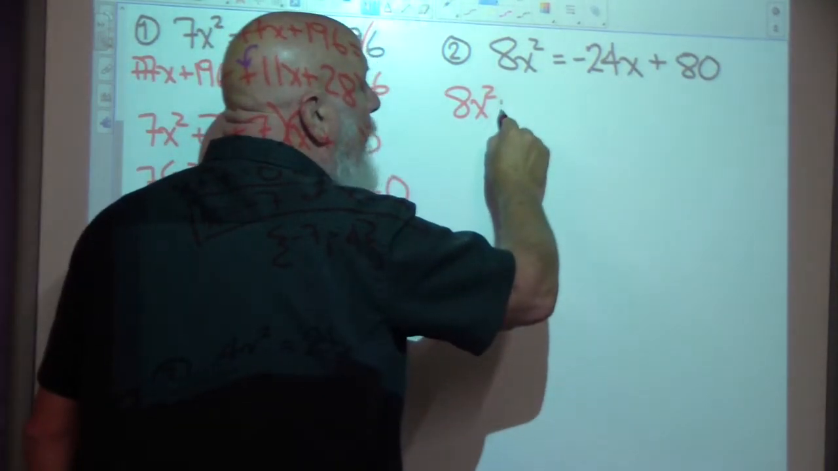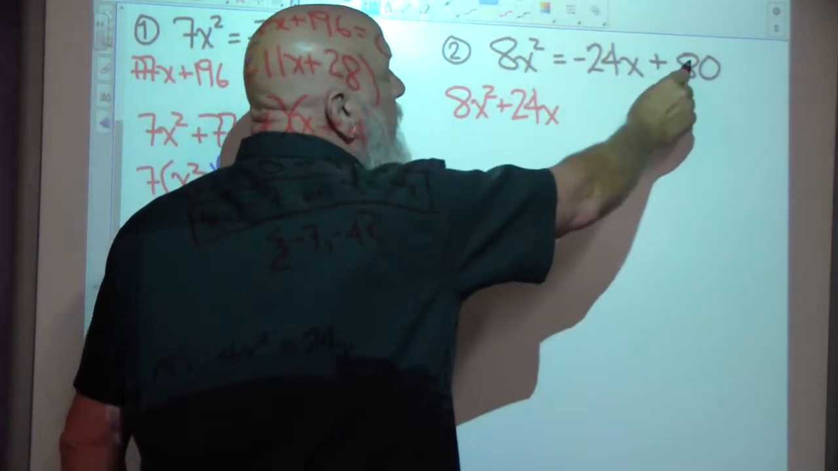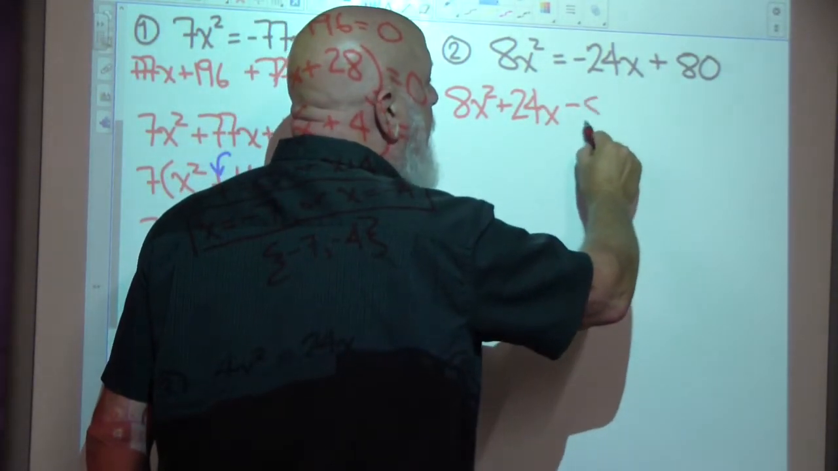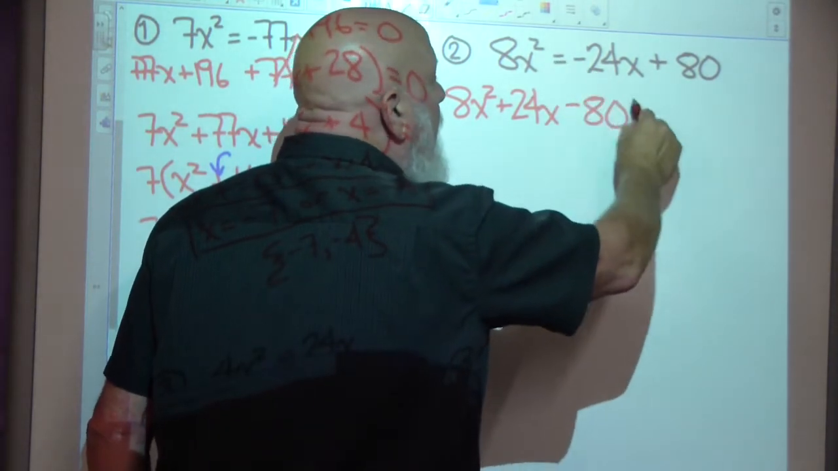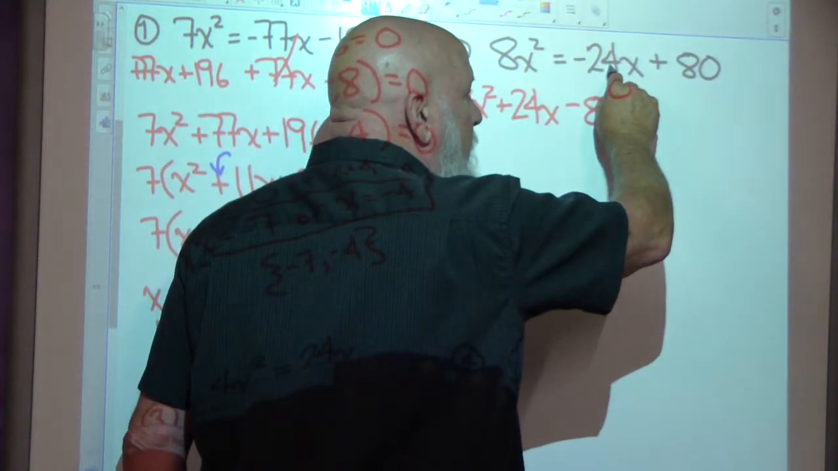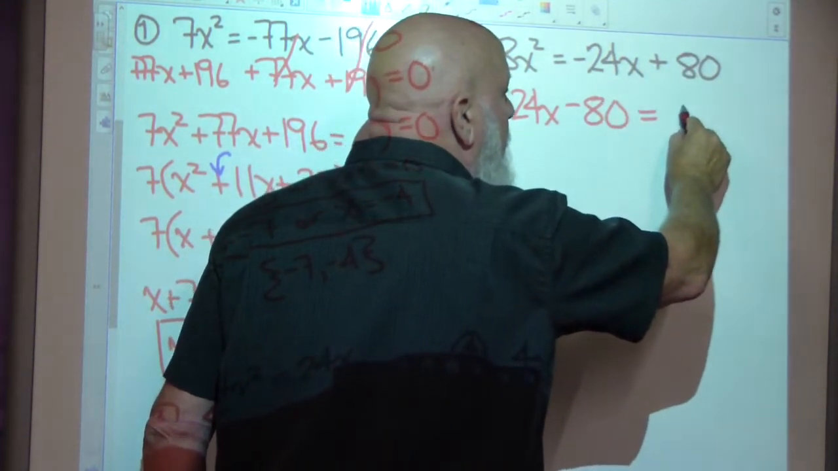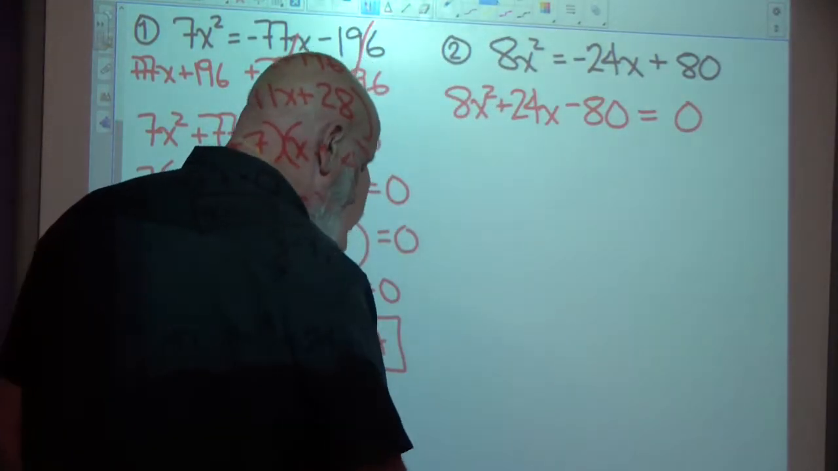I'm adding 24x to both sides, and I'm subtracting 80 from both sides, equals. When I add 24x, this turns to 0, and when I subtract 80, this turns to 0. So this whole side turns to 0. I hope I didn't lose anybody when I did that.